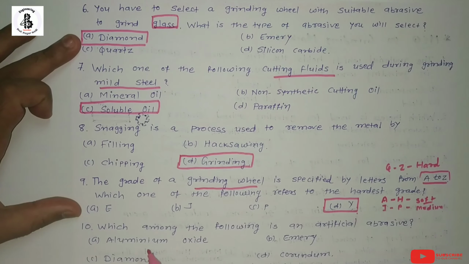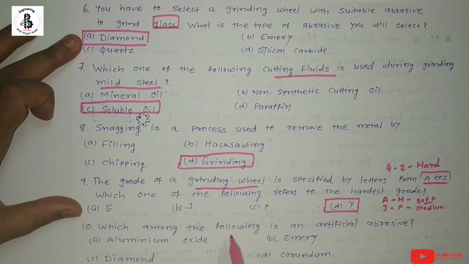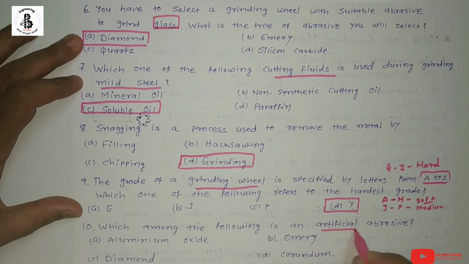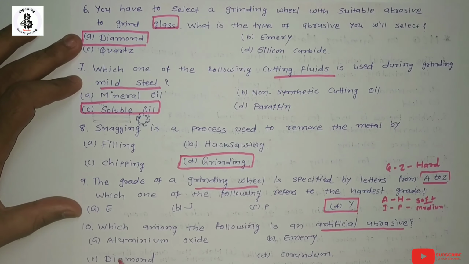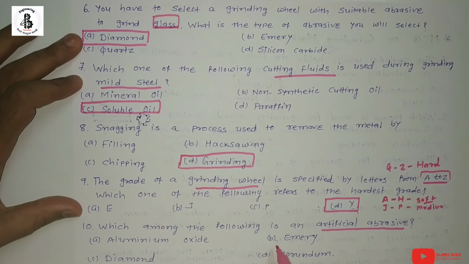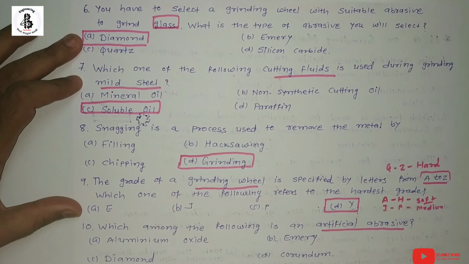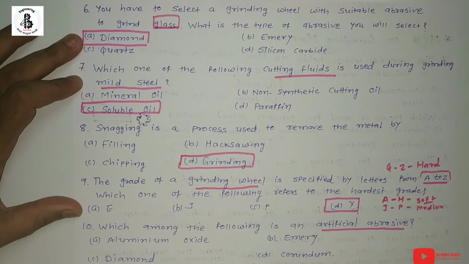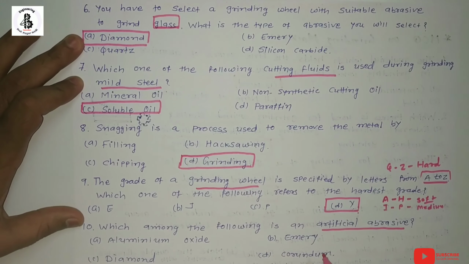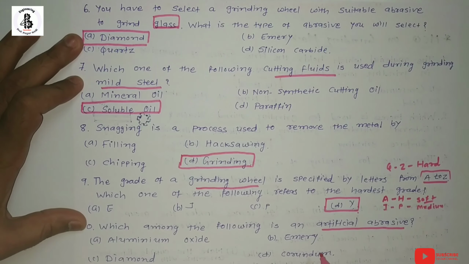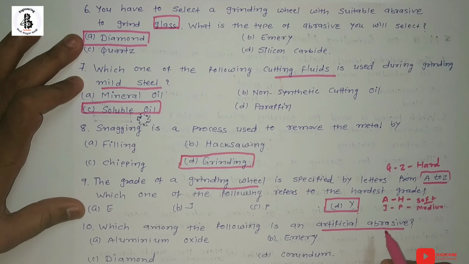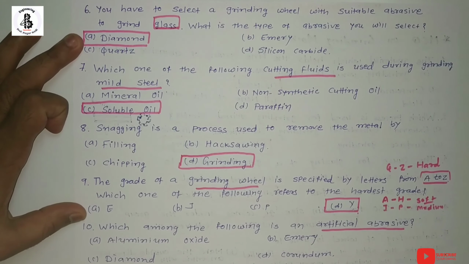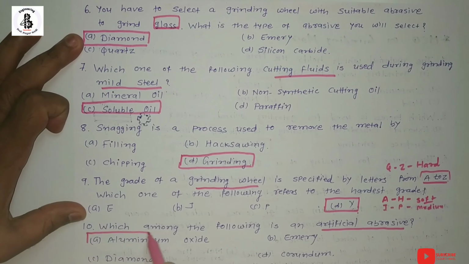Then next question. Which among the following is an artificial abrasive, or manufactured abrasive? Option A, aluminum oxide; option B, emery; option C, diamond; and option D, corundum. Basically, aluminum oxide is manufactured, so you can consider it an artificial abrasive, which is used in the grinding wheel to cut materials. So the option A, aluminum oxide.